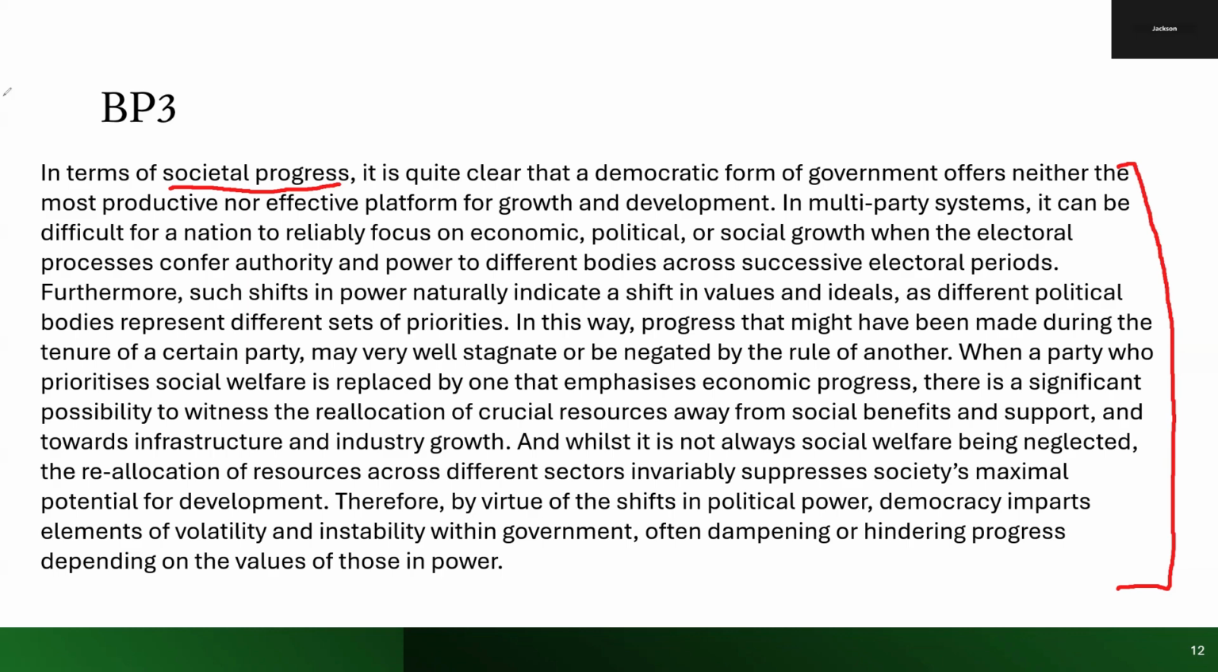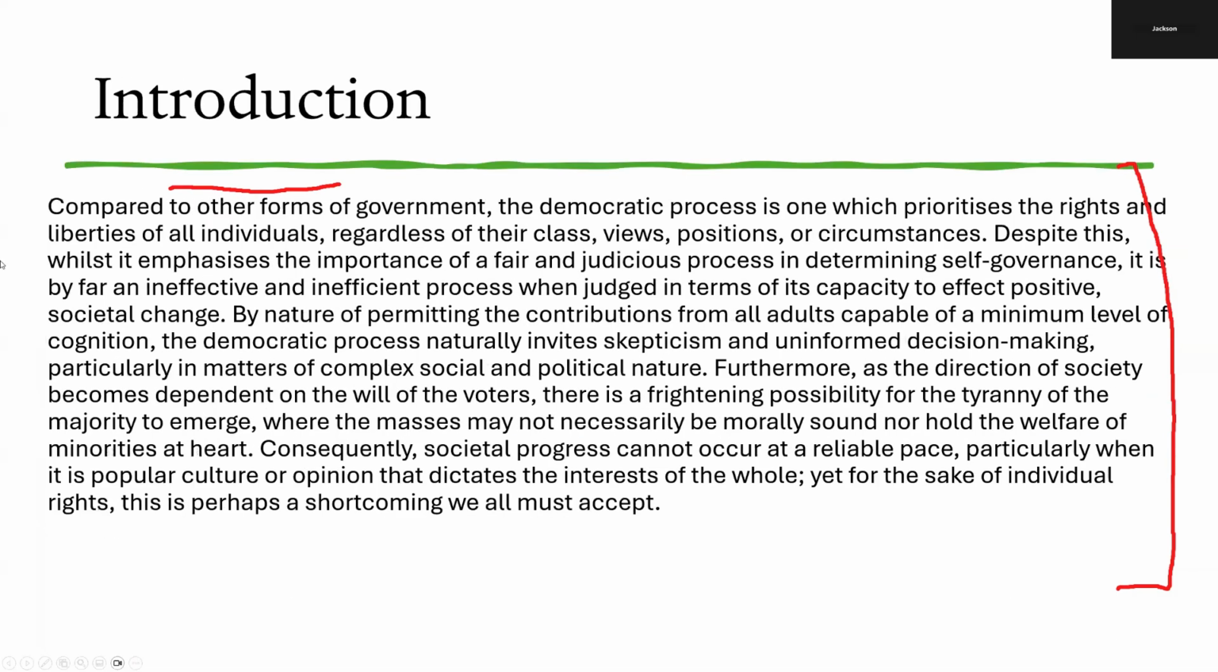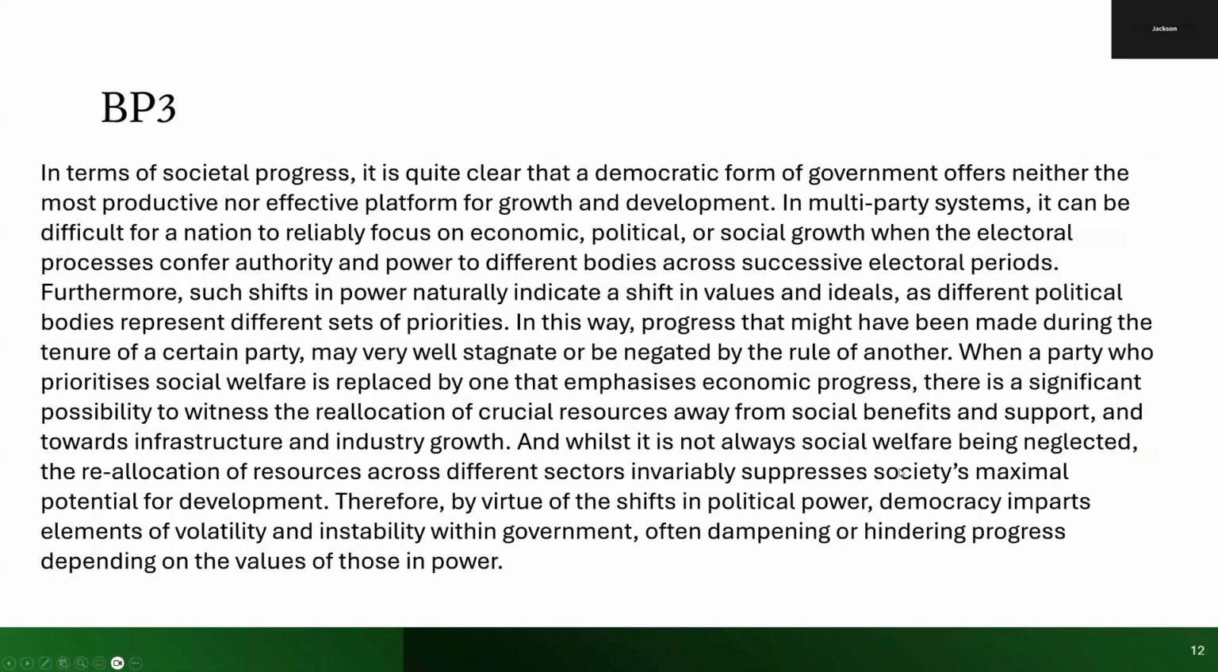And we know that there are issues with this. And this is related to the overall contention and thesis, because if you go back all the way to the introduction, we can see that this idea of progress has been related to this ineffective and inefficient process, right? So, consequently, societal progress cannot occur at a reliable pace, making it inefficient and ineffective. And that's what we've talked about entirely in the third body paragraph. So we have this consistency, once again, and a clear link to the overall contention and thesis.